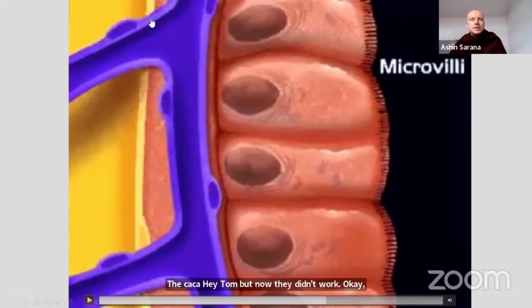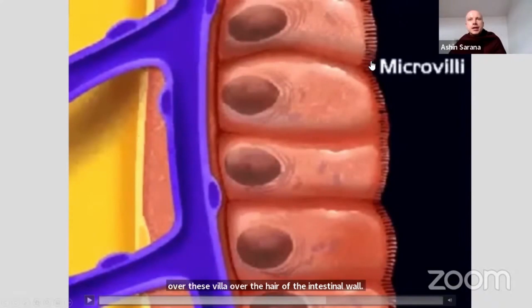So over these villi, over the hair of the intestinal wall, you can see these microvilli, these tiny little hairs. So we call them microvilli.